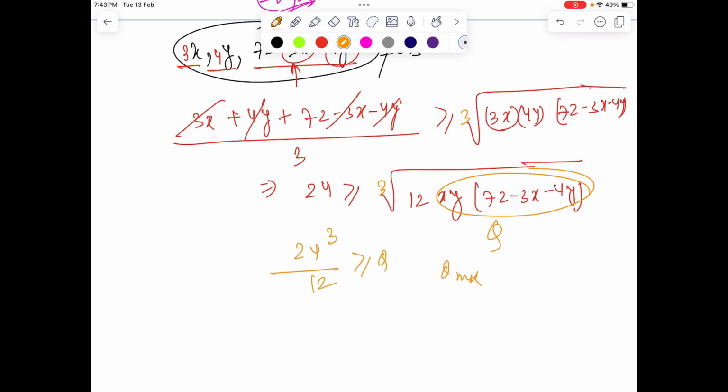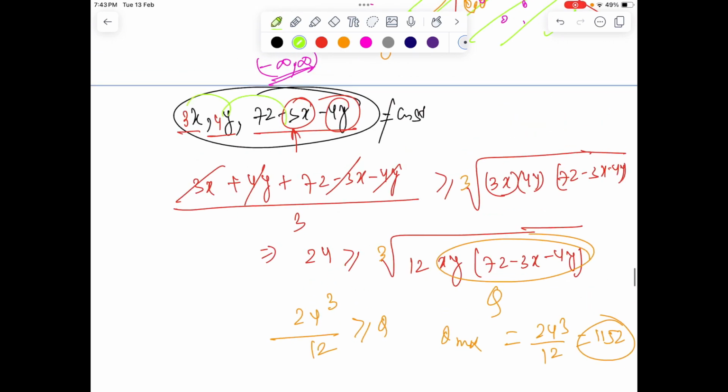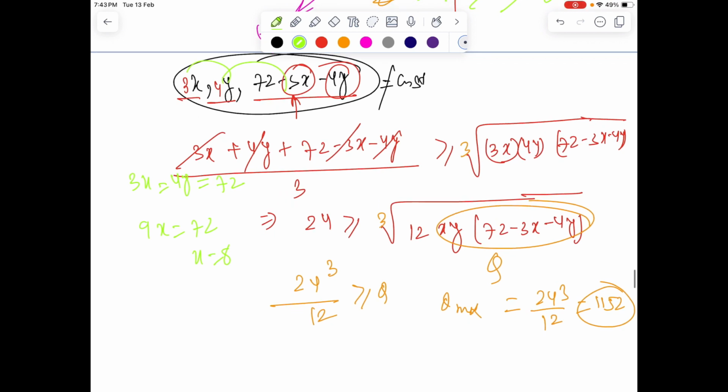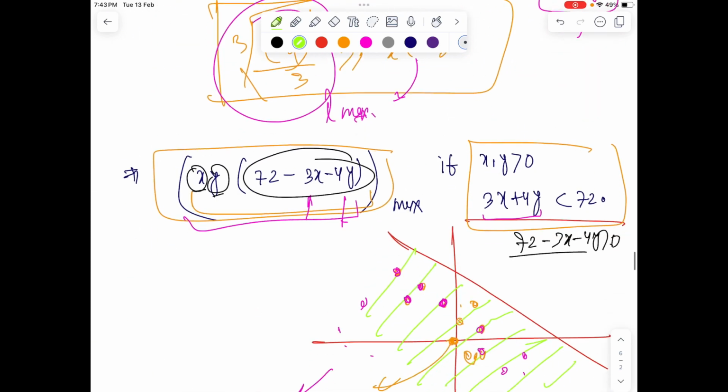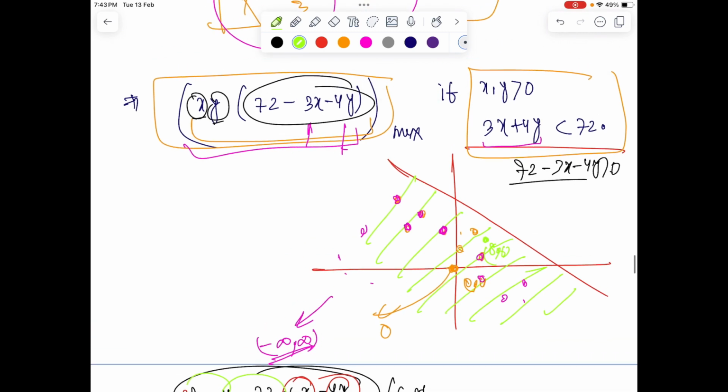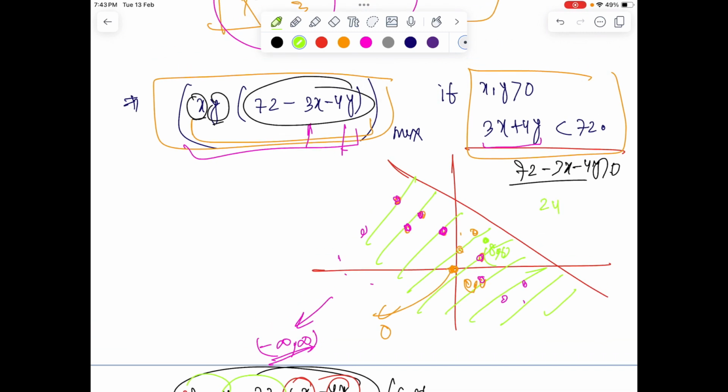Hence this was our question. Let's call it Q. So 24, and of course it's the cube root of that. 24³/12 is greater than or equal to Q. So Q max is 24³/12, which comes out to be 1152. Now again, at what point will equality come? For equality, these three must be equal, so 3x equals 4y and must equal 72 − 3x − 4y, which gives 9x = 72, or x = 8. So we'll get x = 8 and y = 6.